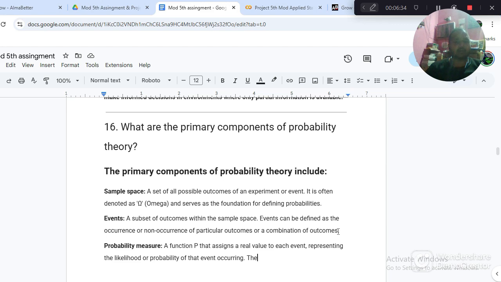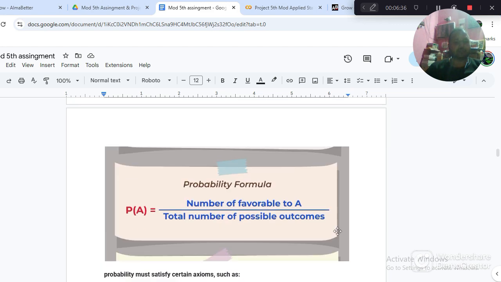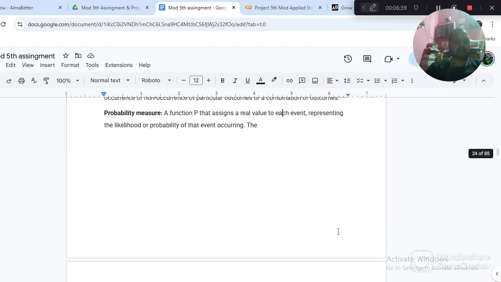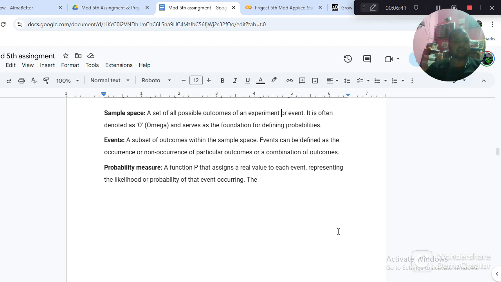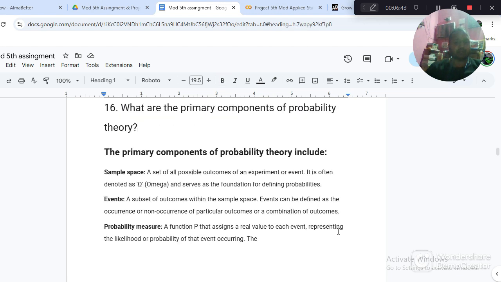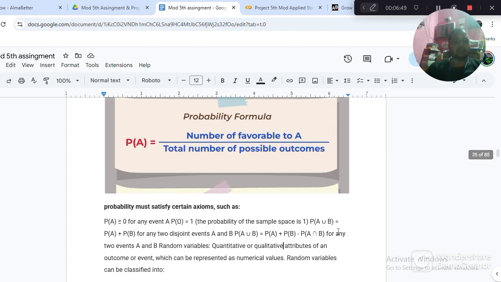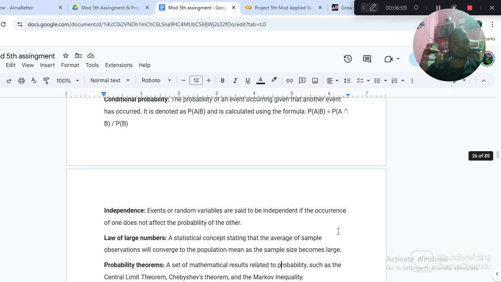What are the primary components of probability theory? The primary components of probability theory include sample space, events, and probability measure. It is based upon the probability formula. Probability of A is equal to the number of outcomes favorable to A divided by the total number of possible outcomes.